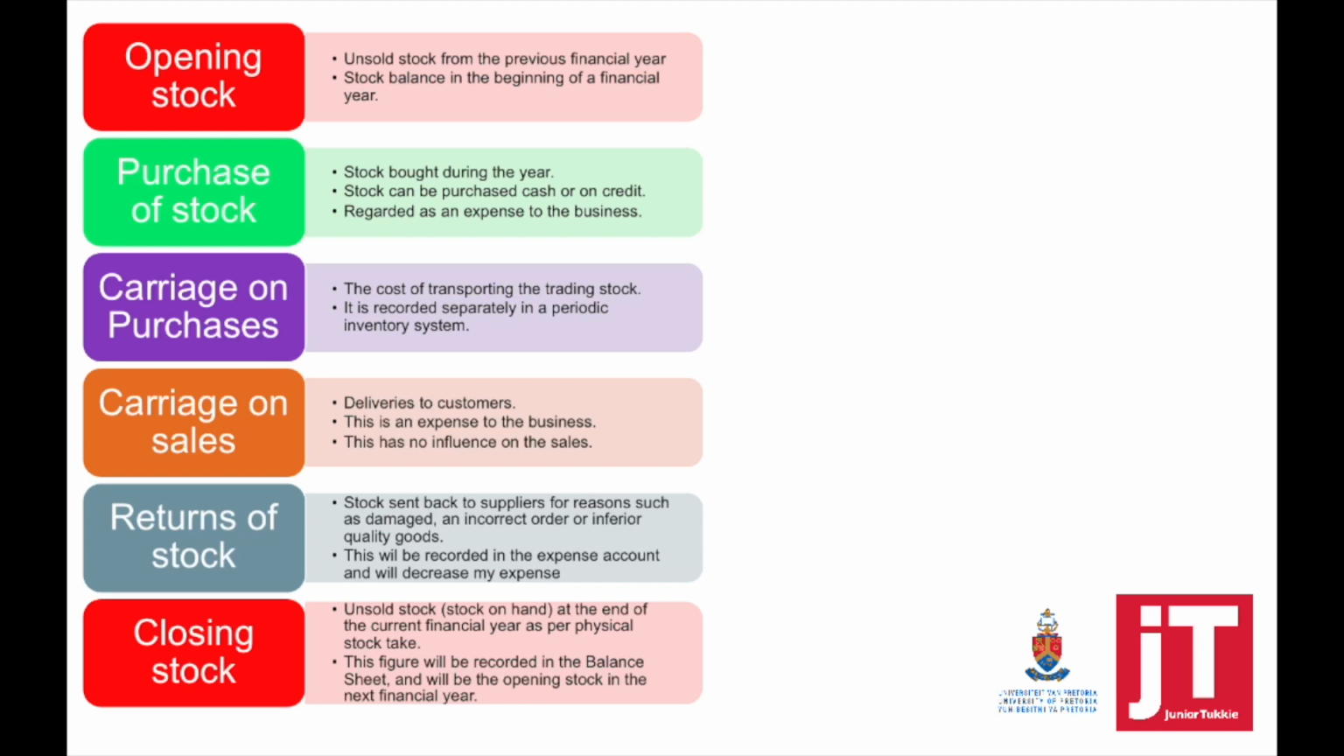Returns of stock: if stock is sent back to our suppliers, it will decrease my expense, which means in a periodic inventory system, the purchases account will decrease. Closing stock is what we have physically counted, what is left over at the end of the accounting period. In a periodic system, we're still going to have the trading stock account, but the only thing that will appear in there is my opening stock and my closing stock.